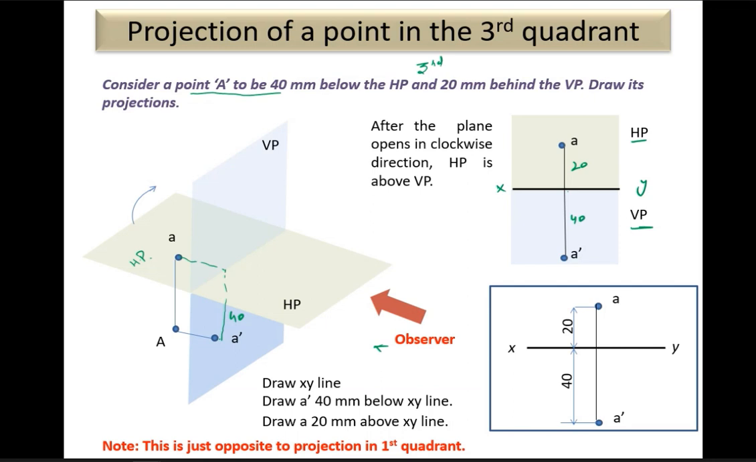So what is happening in the third quadrant? It is just opposite to the first quadrant. Here, as we open it in clockwise direction, HP is above the XY line and VP is below the XY line. Is it clear? Yes, sir.